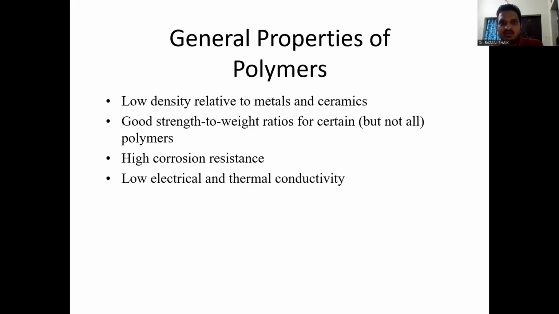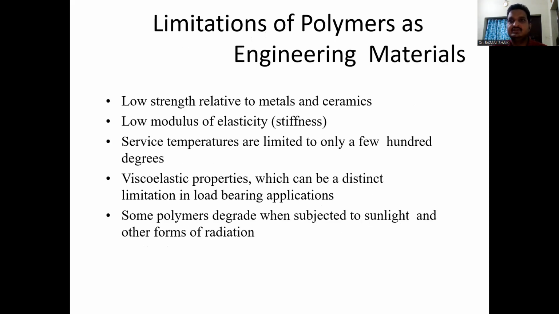For these polymers, the general properties are low density relative to metals and ceramics, good strength-to-weight ratios, high corrosion resistance, and low electrical and thermal conductivity. These are the general properties of polymers. Depending upon these properties, we can manufacture different structures.